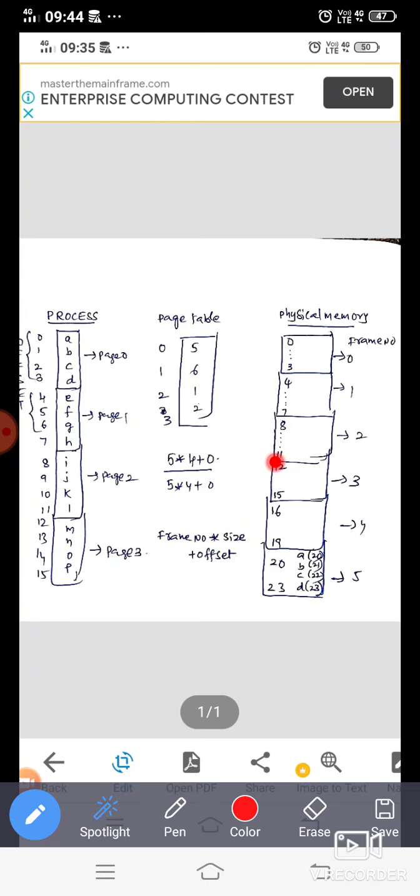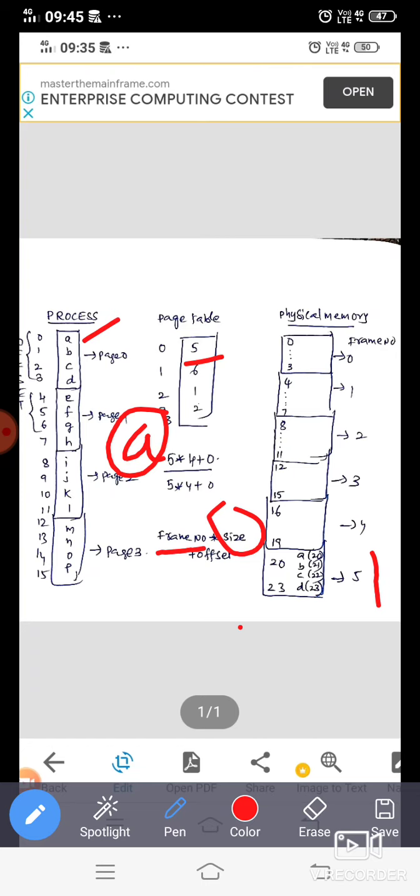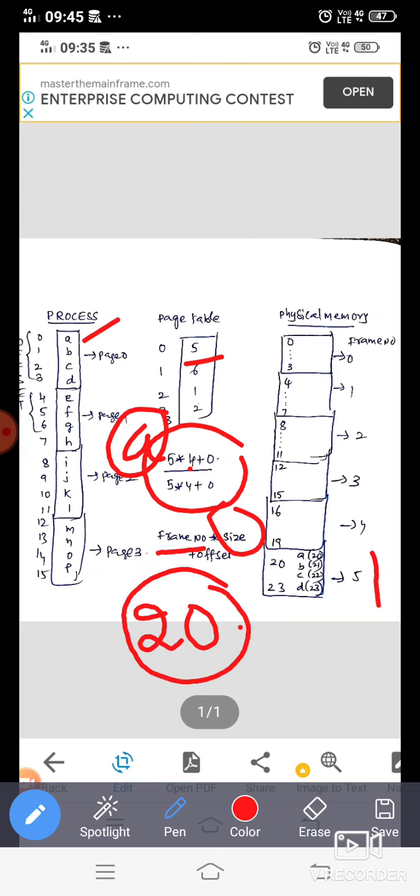So where is A stored here? The offset of A is 0, right? The frame number is 5, and the size is always 4, plus the offset of A, 0. So this will give 20 as the physical address. So you can easily say that the value A will be stored at the 20th physical address. Similarly, B, C, D will be stored in the 21st, 22nd and 23rd locations.